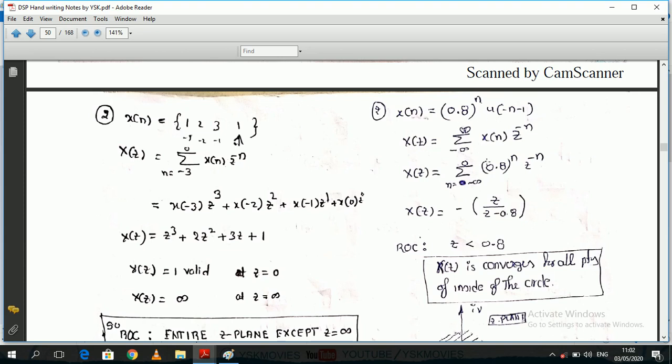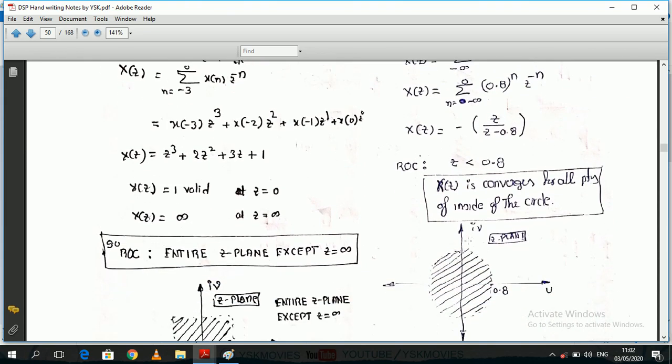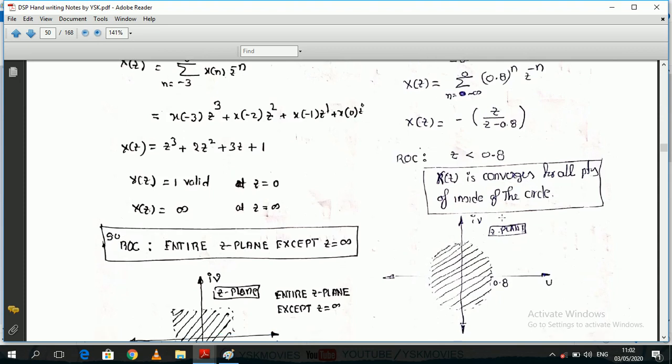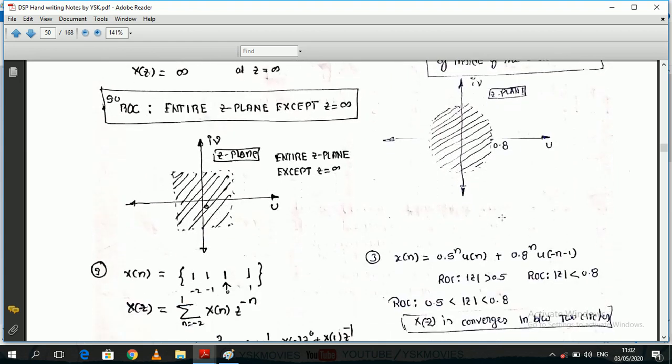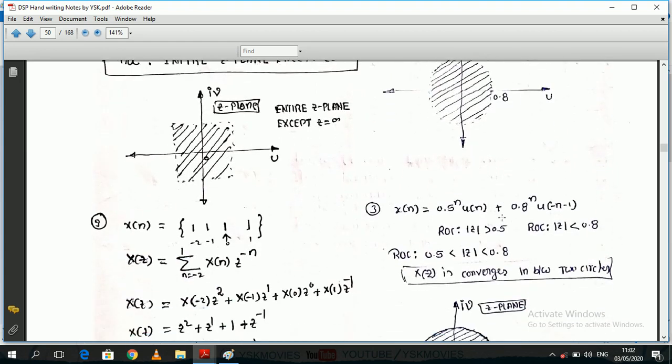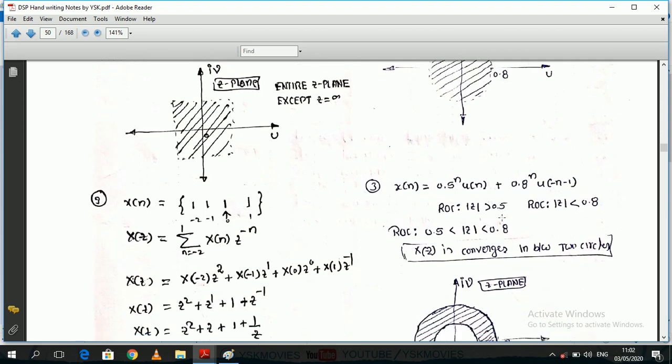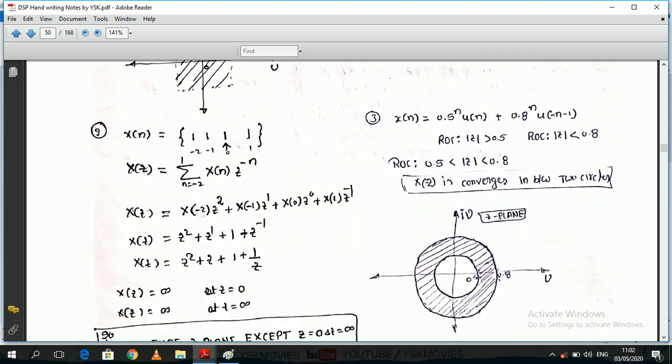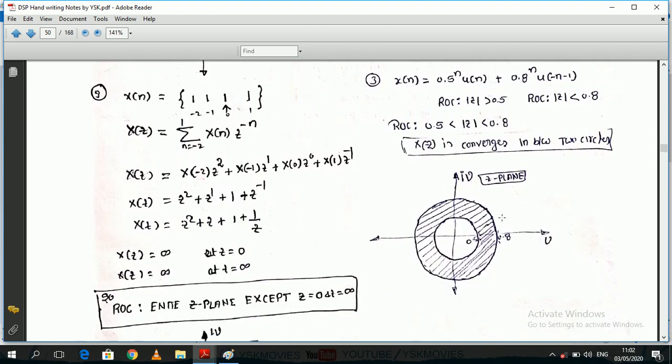See, apply the z transform formula, x[n] z power minus n, and 0.8 power n and z power minus n, and we get z by z minus 0.8. So this is the radius of the circle, and X(z) converges for all points inside of the circle. See this. If you have any doubt, please put it in the comment section. I will make sure to solve it. See, and pause it and solve these problems.